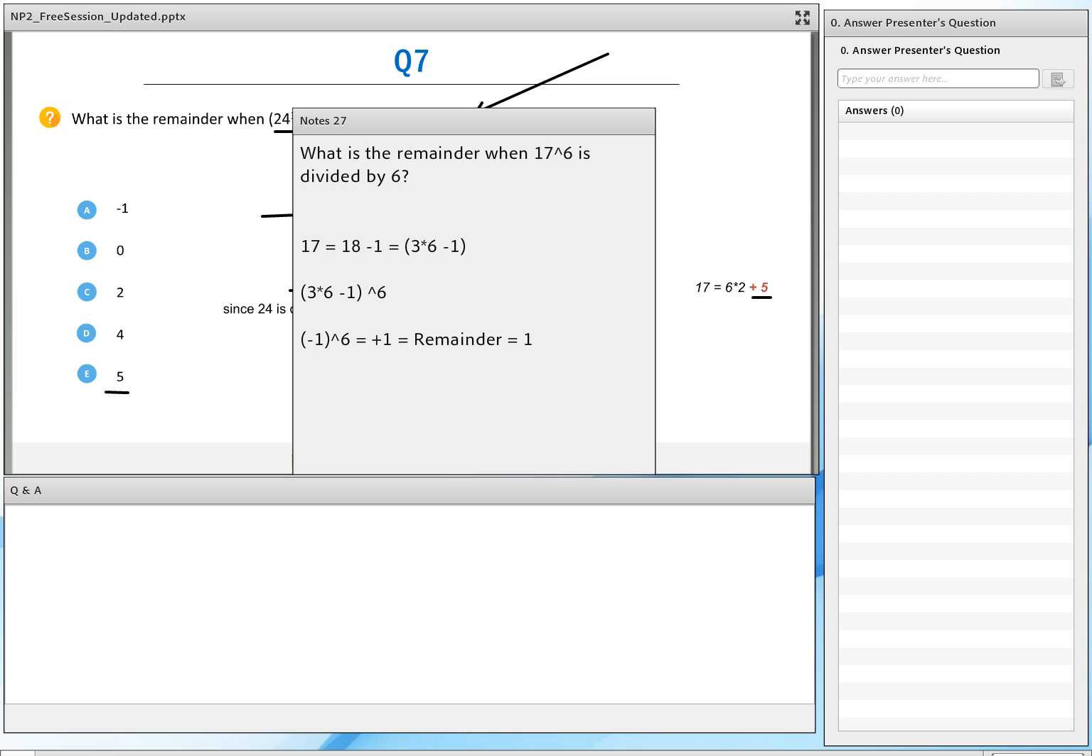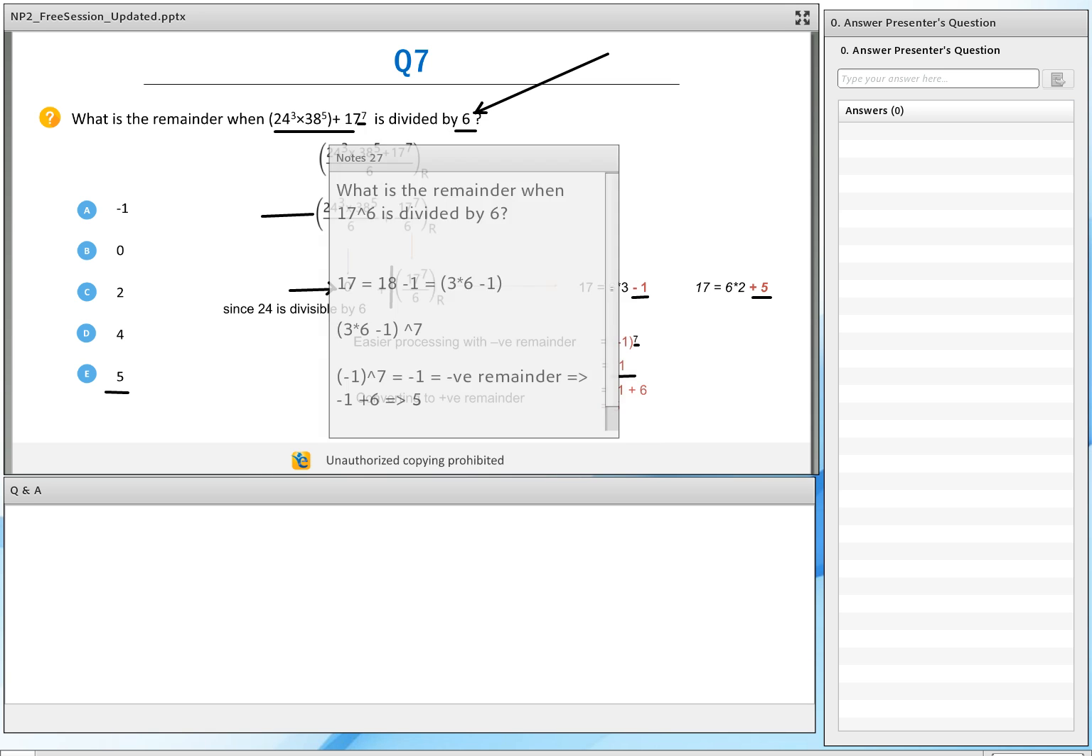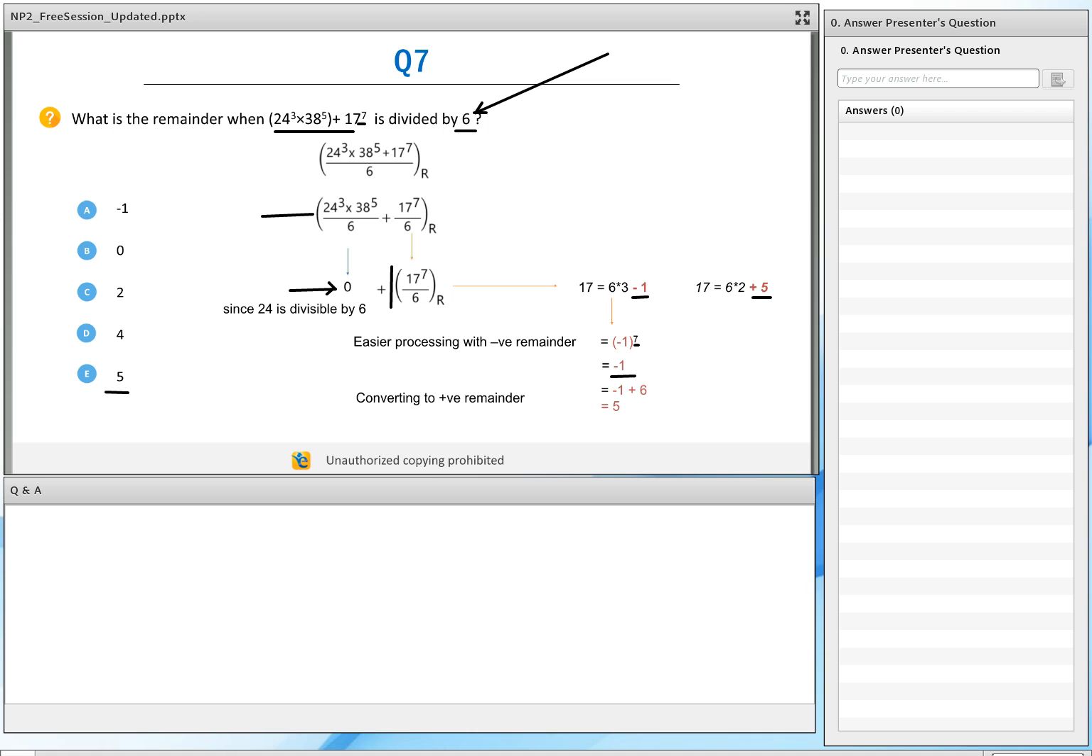When we had the power as 7 over here, you had this to the power 7, which means you had minus 1 to the power 7, which means your remainder was minus 1. That's a negative remainder, which means that you had to then add 6. So minus 1 plus 6 gave you 5. You can't have a negative remainder, but if by applying the concept you get a positive remainder, you don't need to add the divisor back. Hopefully that gives you the answer to this.